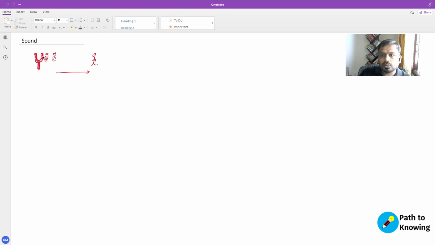So the vibration of the tuning fork causes the air particles to vibrate, and those air particles cause the other air particles to vibrate, and that's how it moves, and then it reaches your ears, right? So when you really see this, the vibration that you see here is going to have a pattern, right? Because it pushes, it comes back, it pushes, it comes back.